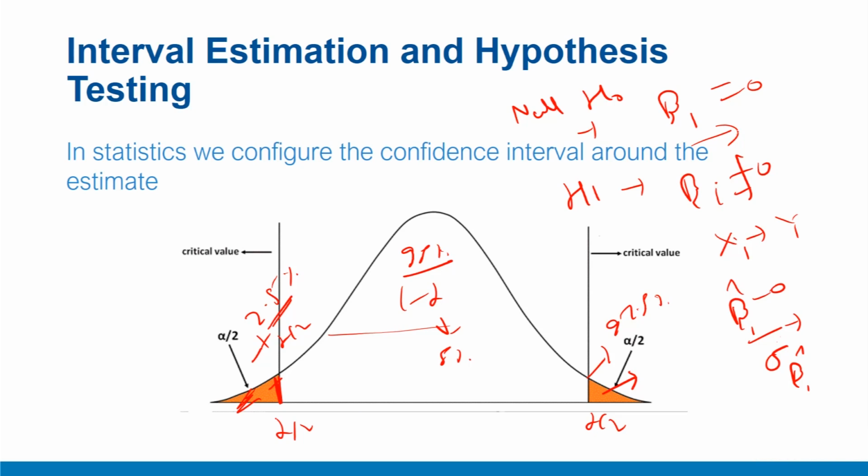So if you reject the null, then you say that this variable affects y. If you fail to reject the null, that means your parameter falls in this confidence region. Then you fail to reject the null and say x does not affect y.